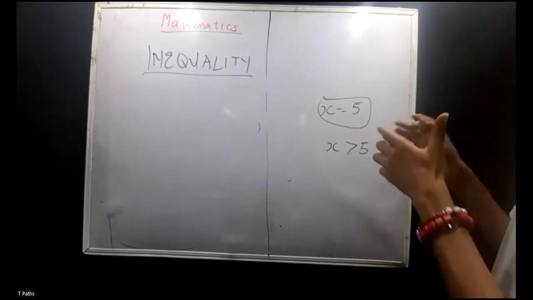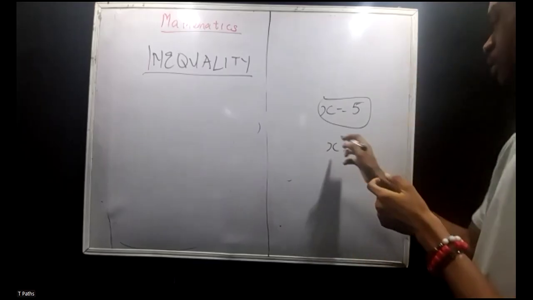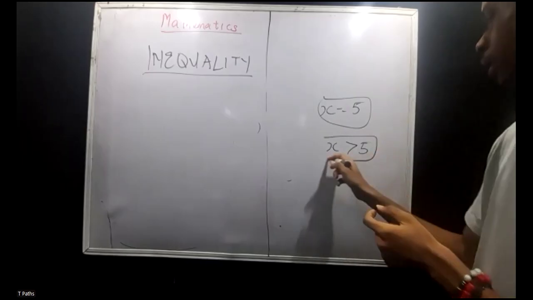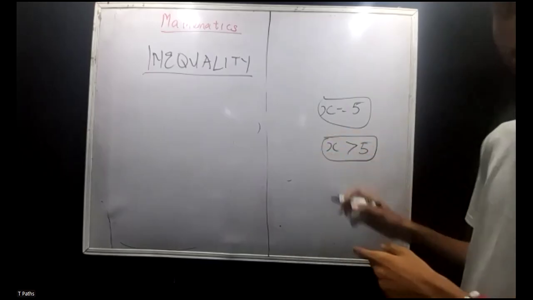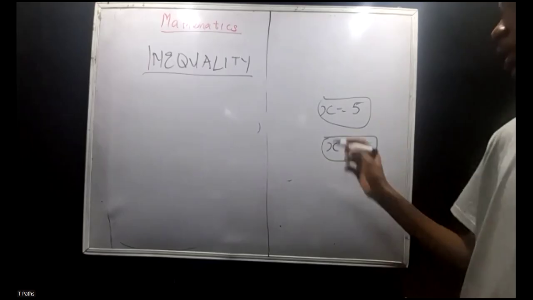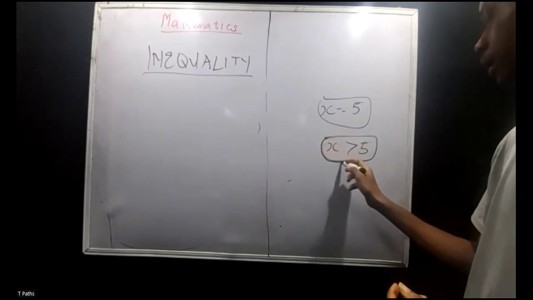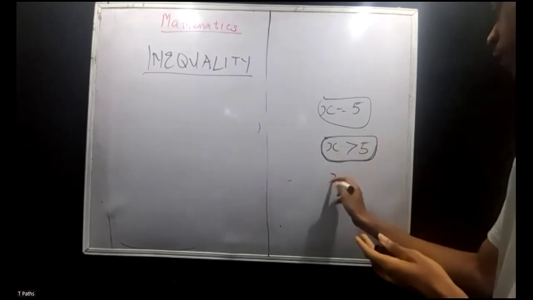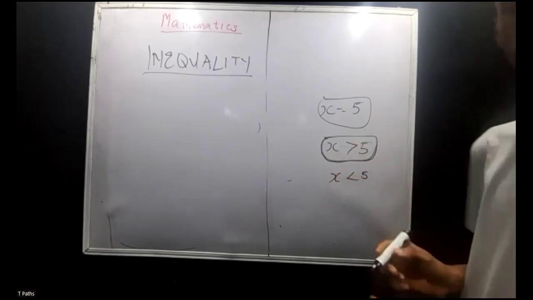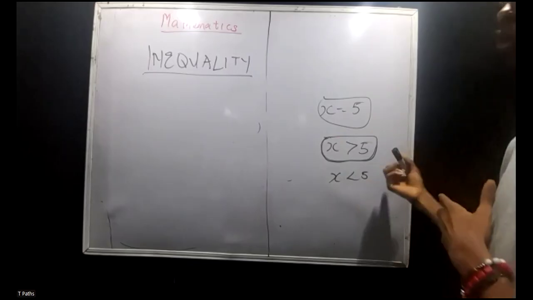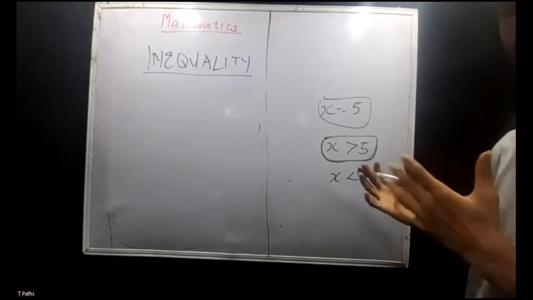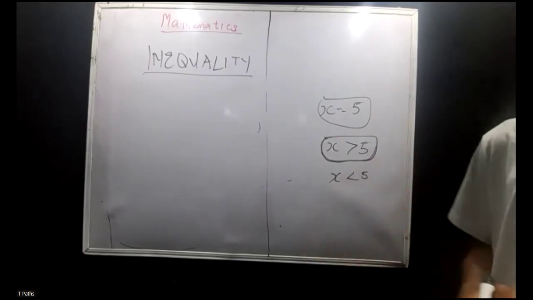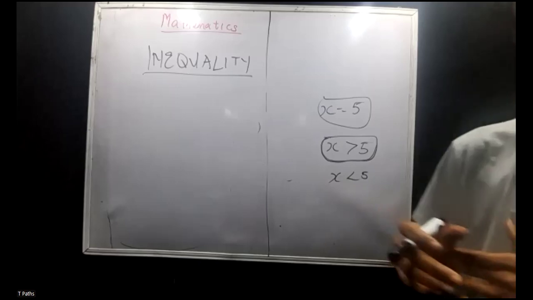So any value that matches the inequality expression is correct. So any values that meet this condition is correct. So I have x is equal to 5, x is less than 5. So the concept of inequality is just comparing two variables or two values that are not equal. That is the concept of inequality.